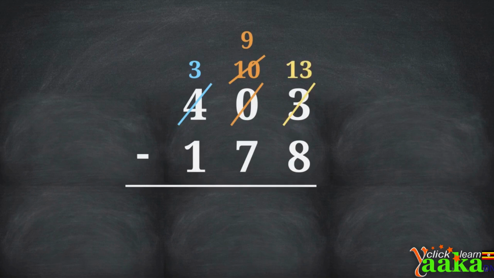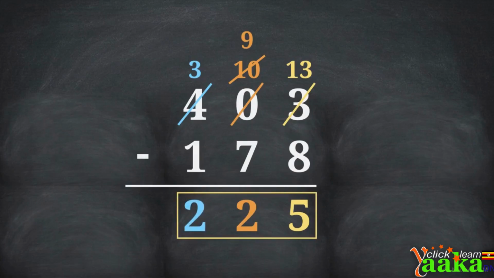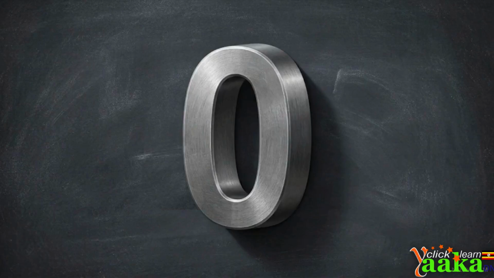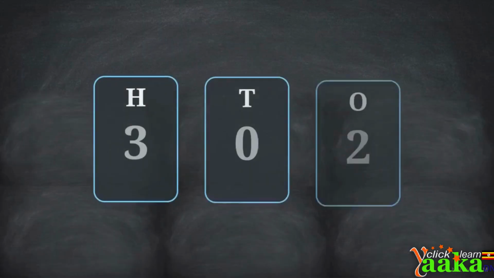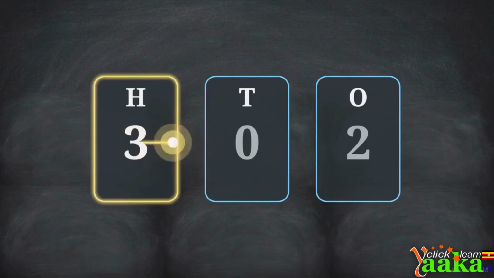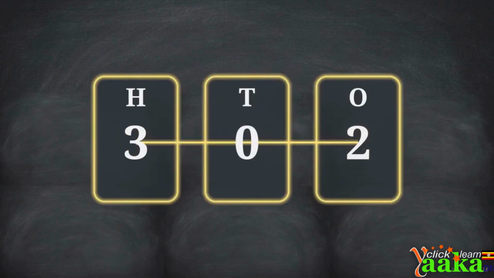With the regrouping done, we solve column by column. 13 minus 8 is 5. 9 minus 7 is 2. 3 minus 1 is 2. The answer is 225. A 0 in your top number is not a dead end. It simply means you must travel 1 column further to the left to start a chain reaction of regrouping.